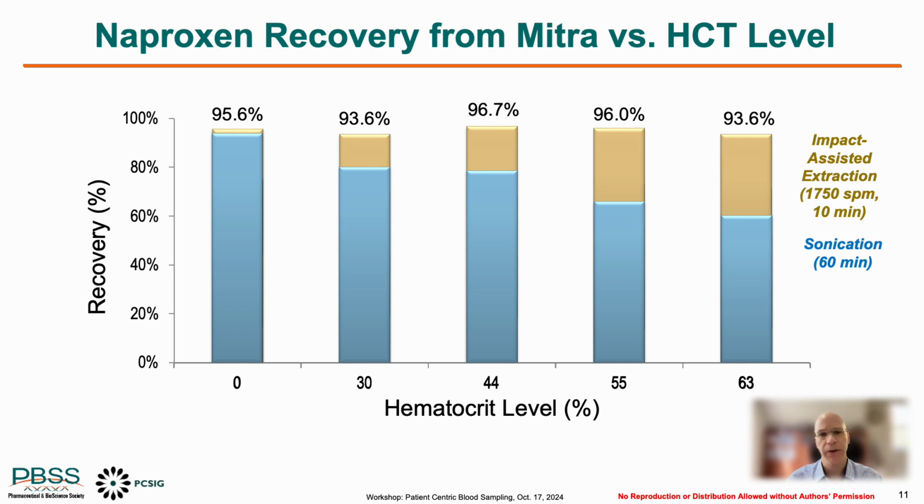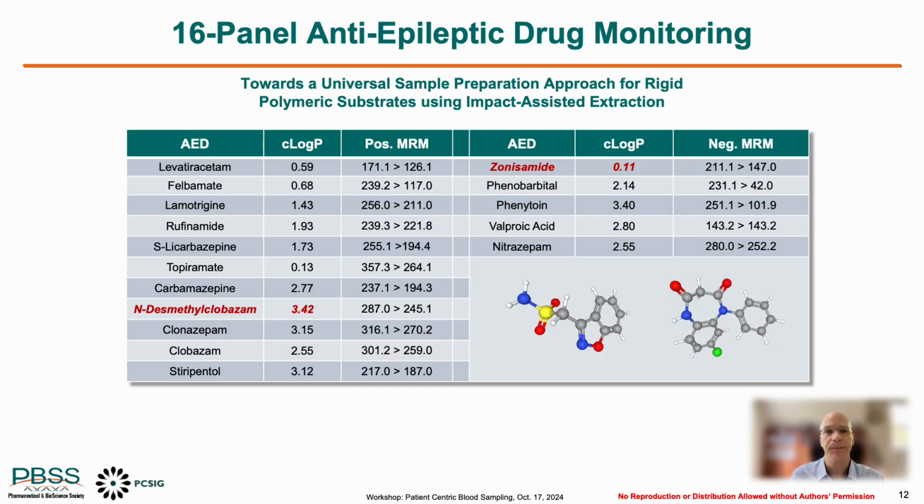As an example, compared to sonication, we compared the recovery of naproxen from Mitra under optimized conditions as a function of blood hematocrit from 0%, that is plasma, to 63%, a bit extreme, but to exemplify differences. And we conclude that both consistent and high recovery by impact-assisted extraction is achieved independent of hematocrit, while decreased recovery with increased hematocrit is observed by sonication, despite a 6-fold longer extraction period.